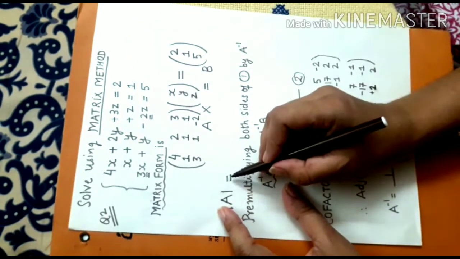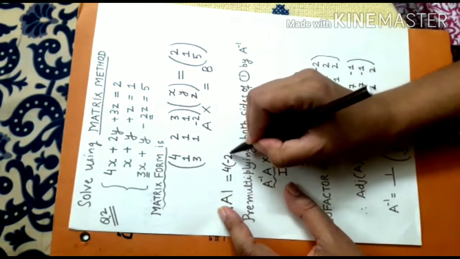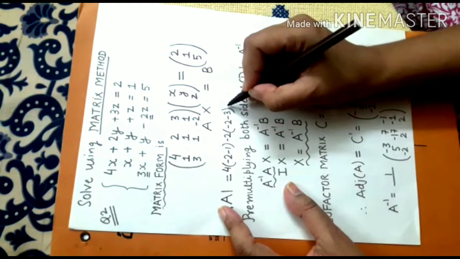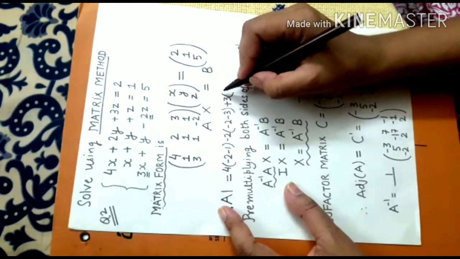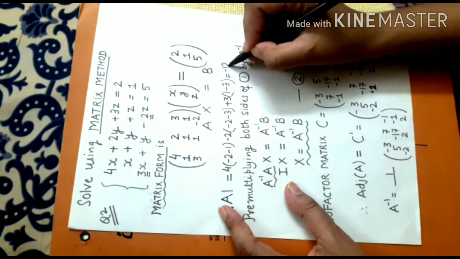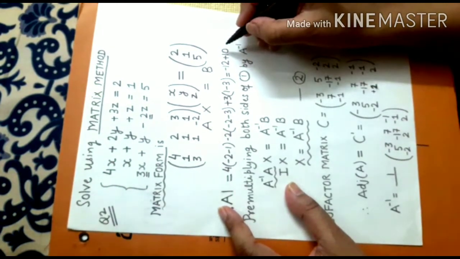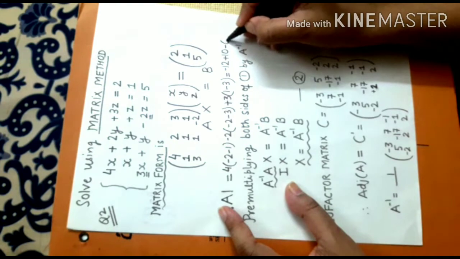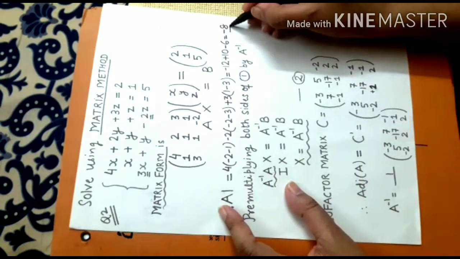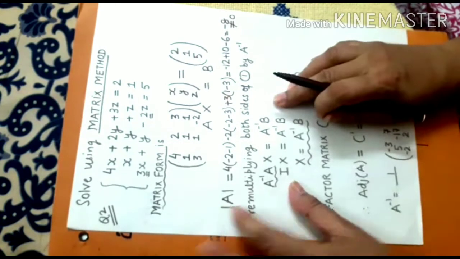Now I find out the determinant of this coefficient matrix. So it is 4, this, which on simplification will give you -12 plus 10 and it's -6. So answer will be -8, which is not equal to 0. So this means that A inverse exists.